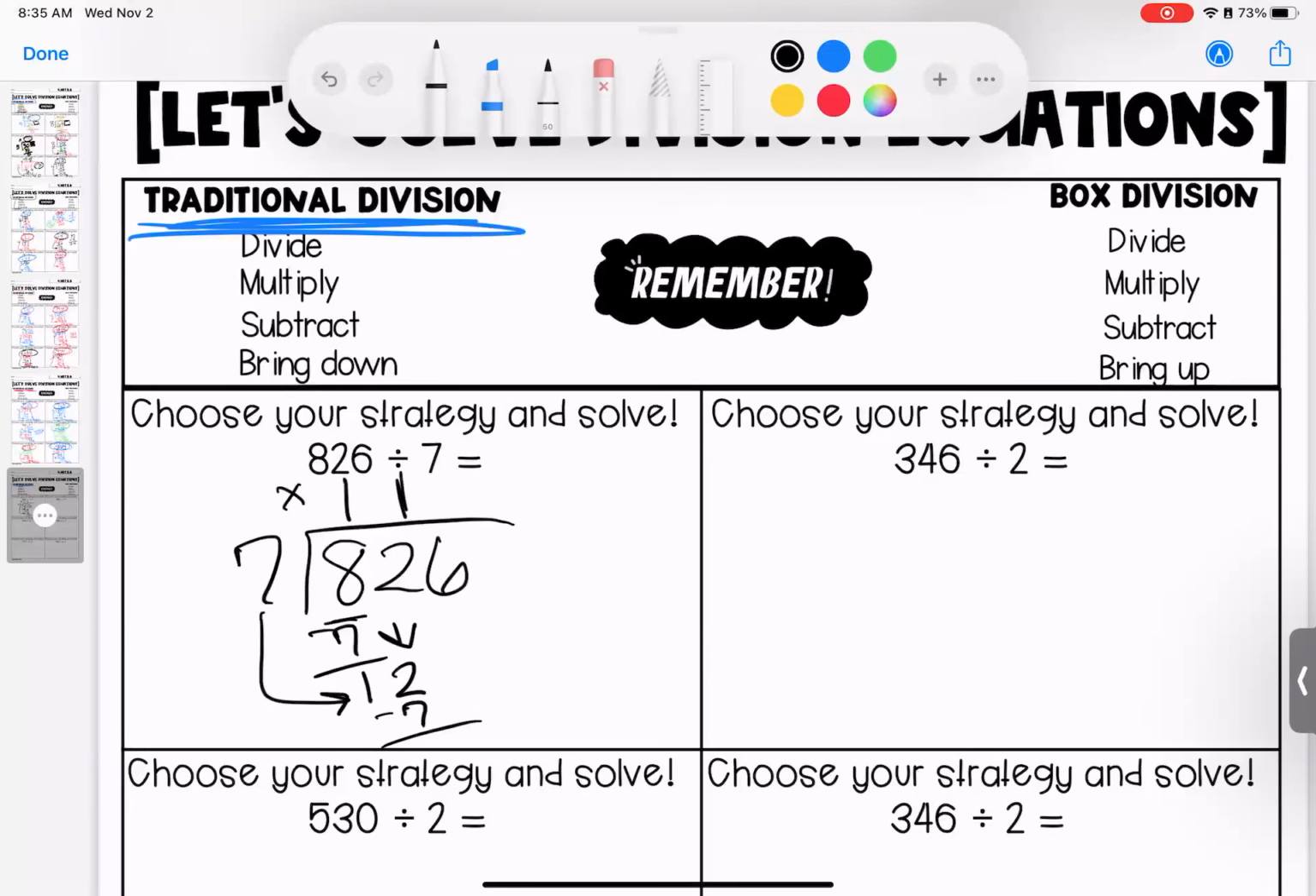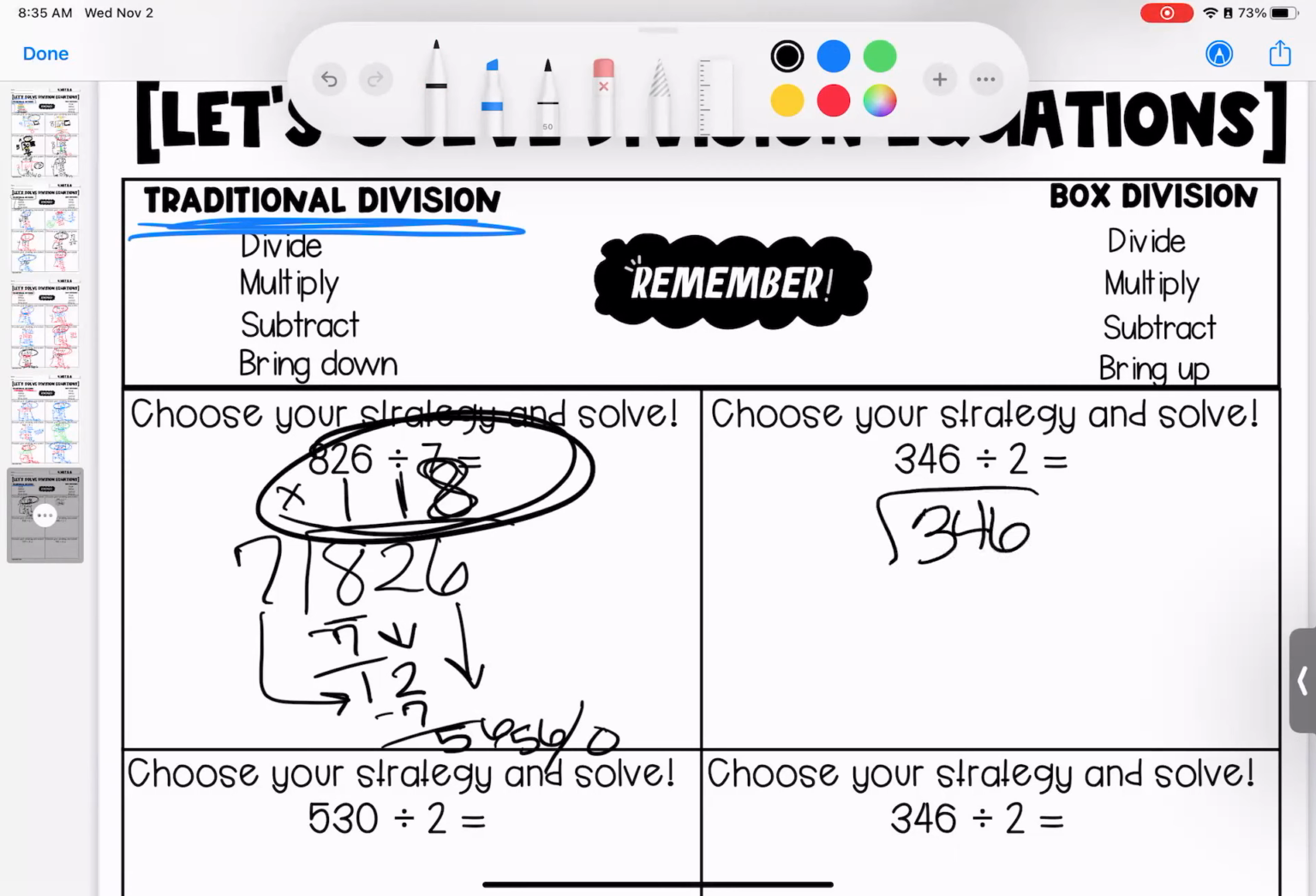And 7 take away 12. Ooh, think it through. 6 and 6 is 12. So 7 and 5 is 12. Use your facts. Does 7 go into 56? It does 8 times because 8 times 7 is 56 on the nose. Nothing left. Our answer is 118.